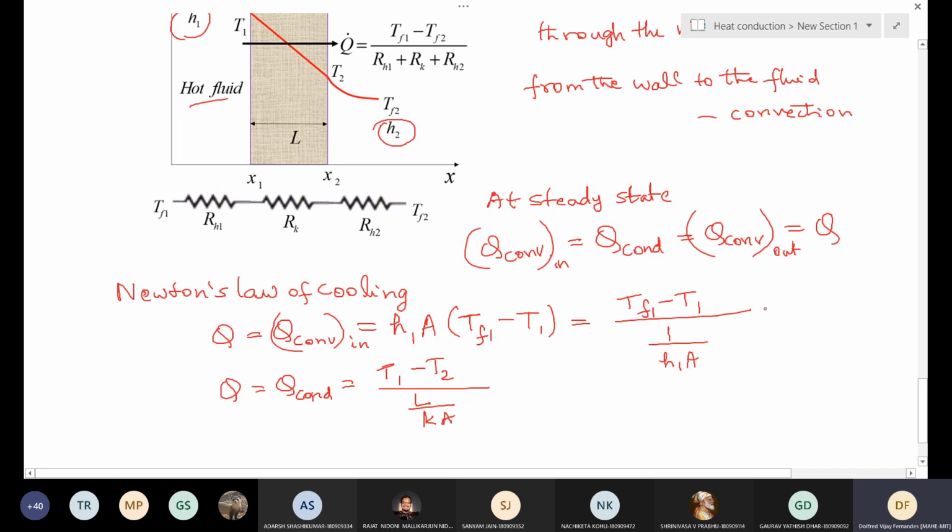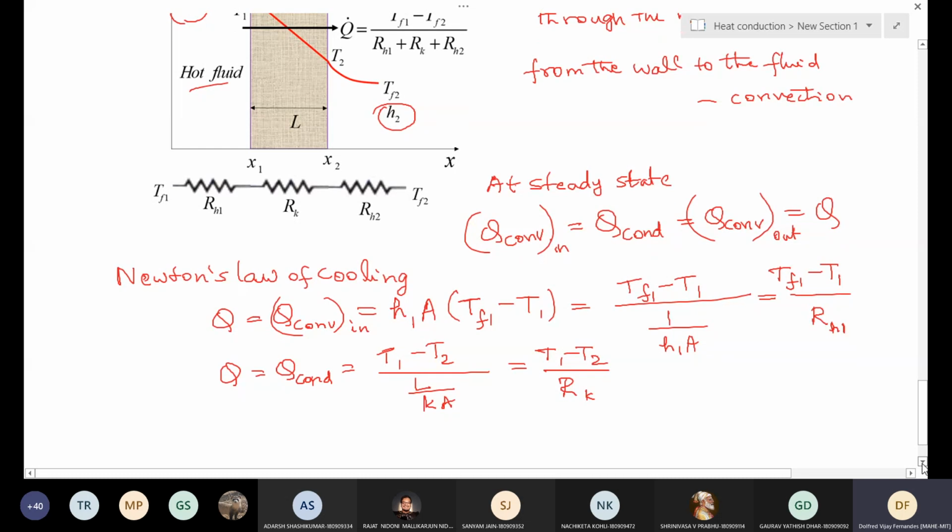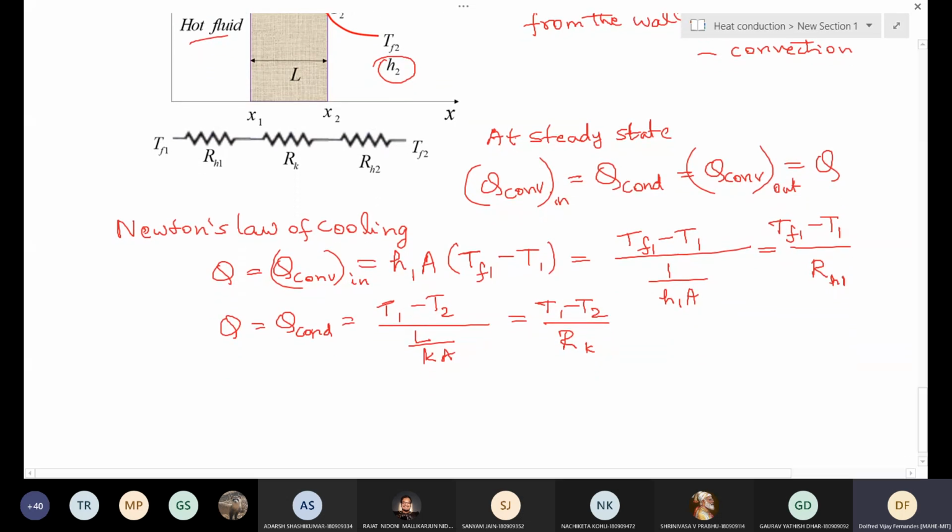And further, I will write this as (Tf1 minus T1) divided by RH1. This one I can write as (T1 minus T2) divided by RK. So if you have multiple layers, then depending on the number of layers, you will get the conduction resistances RK1, RK2, RK3. That will be the same problem. Just now we have done the composite wall.